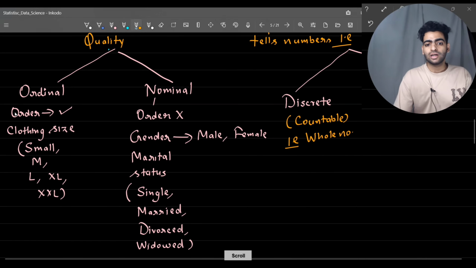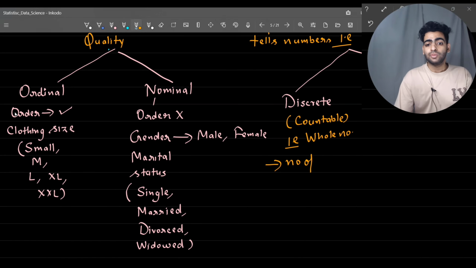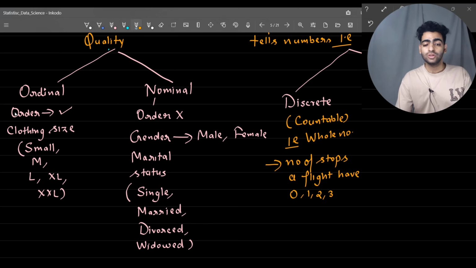Let's consider a couple of examples. Let's say the number of stops a flight can have, because a flight could be non-stop, I can say it has 0 stops, it can have 1 stop, 2 stops, or 3 stops. Similarly, let's say the number of bank accounts you may have. So this is also discrete data.